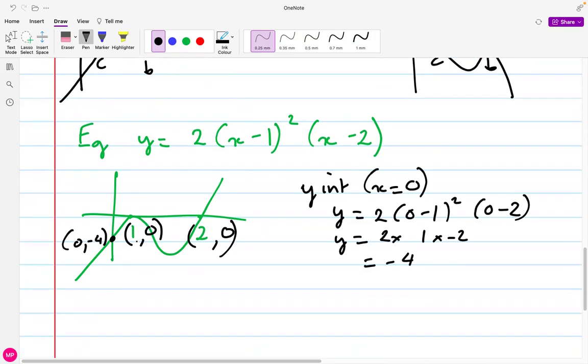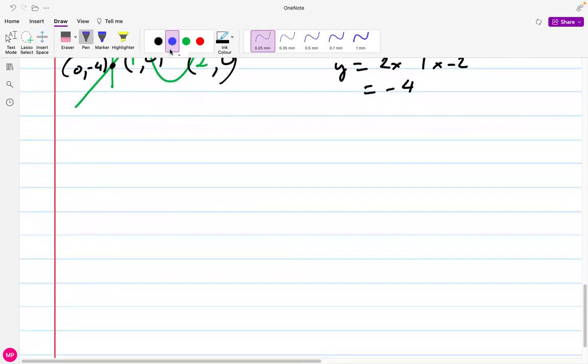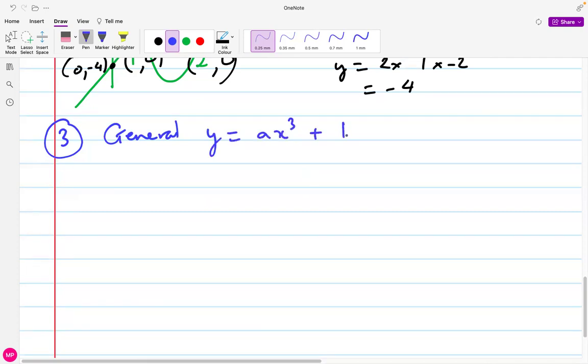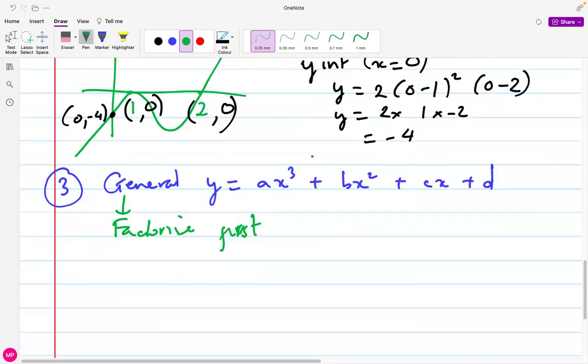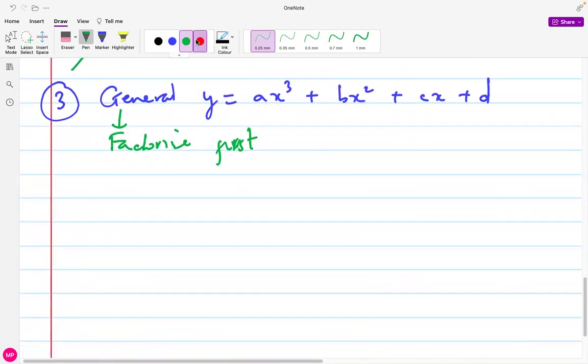All right. Now, the last form that we're going to talk about is the general form, the expanded form. So with the general form, y equals ax cubed plus bx squared plus cx plus d. With this form, all you need to do is factorize. So you need to factorize first, okay, to convert to the second form. Then you can sketch it from there. Let me give you one example.